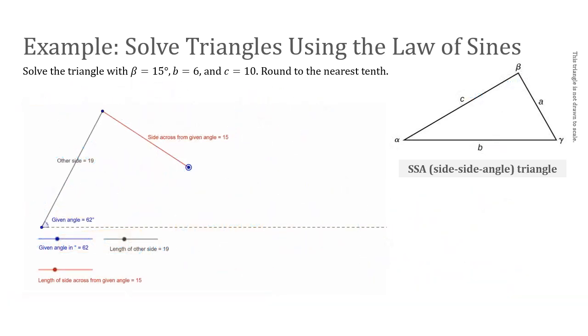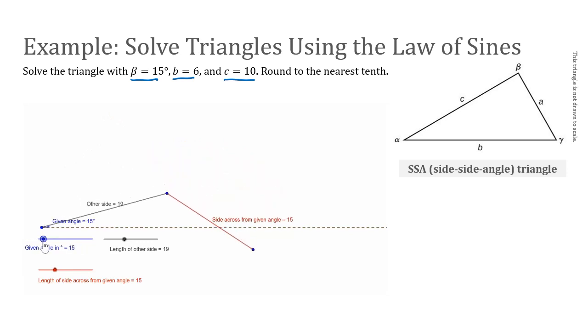So here's that example that we just looked at with beta equaling 15 degrees, the side across from it being 6, and a second side being given of c equals 10. So in this GeoGebra applet, I am setting the given angle to 15 degrees, the side across from it as 6, and then the side C, the other side, equal to 10. And notice there's one triangle, and there's a second triangle, and there's a first triangle again.